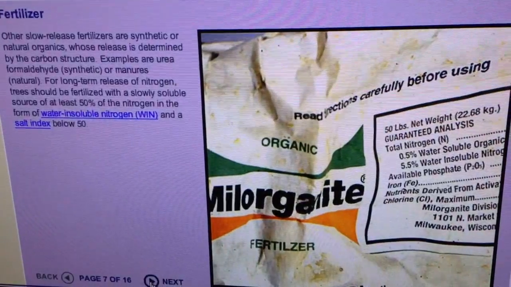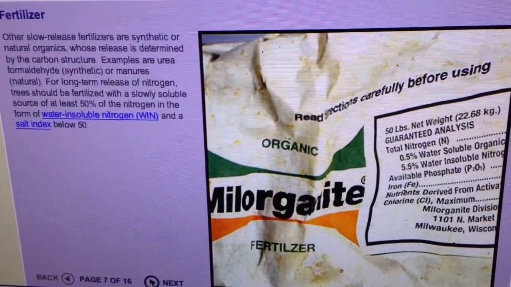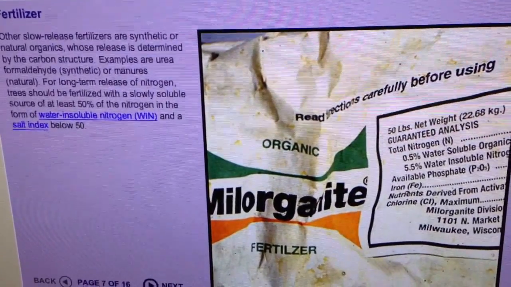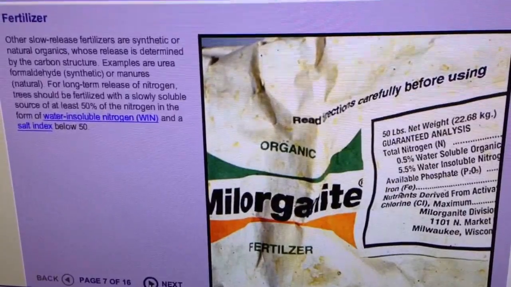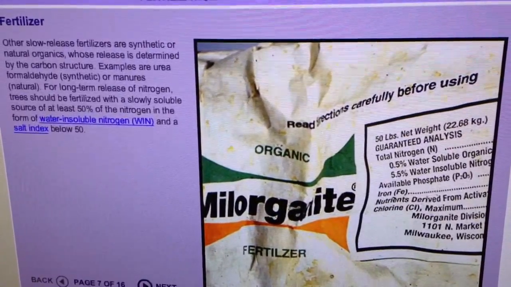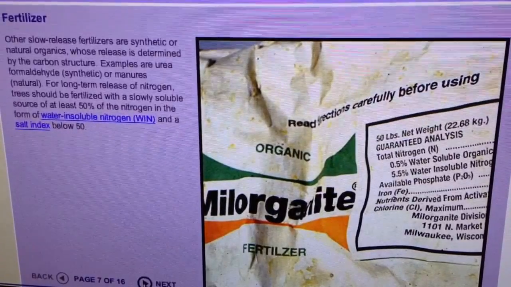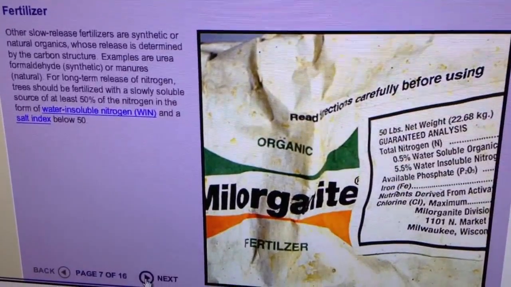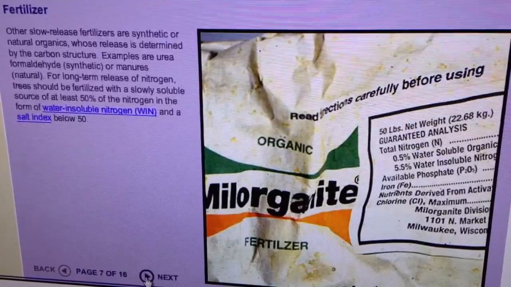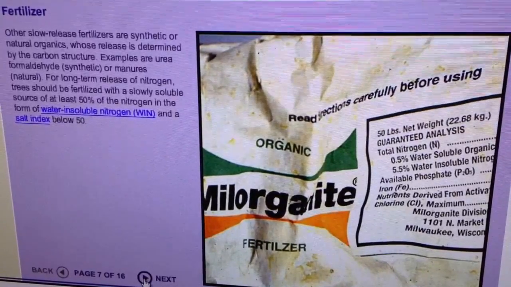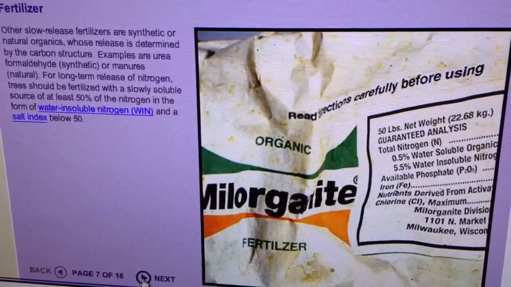Other slow-release fertilizers are synthetic or natural organics whose release is determined by the carbon structure. Examples are urea formaldehyde (synthetic) or manures (natural). For long-term release of nitrogen, trees should be fertilized with a slowly soluble source of at least 50% of the nitrogen in the form of water-insoluble nitrogen (WIN) and a salt index below 50.